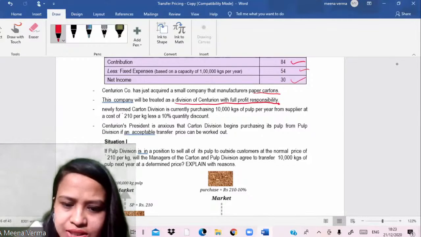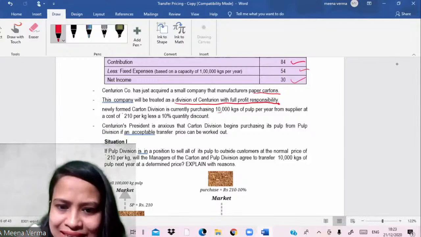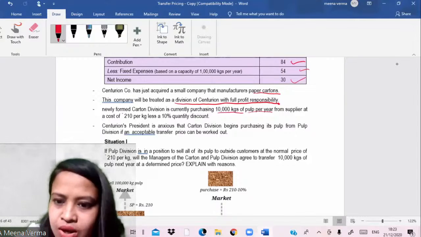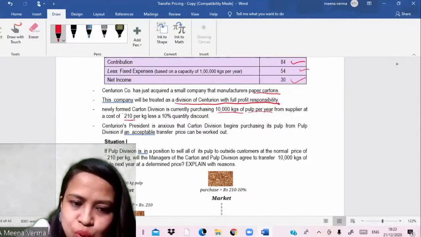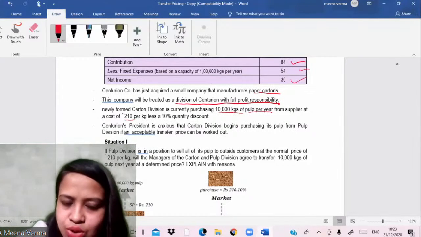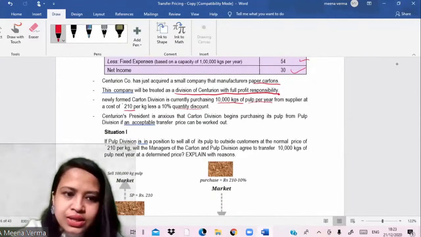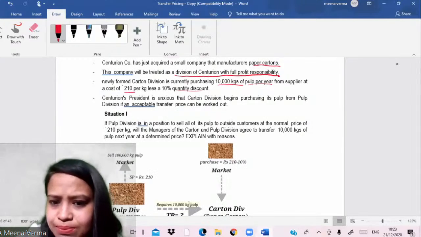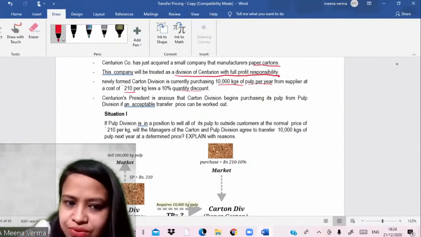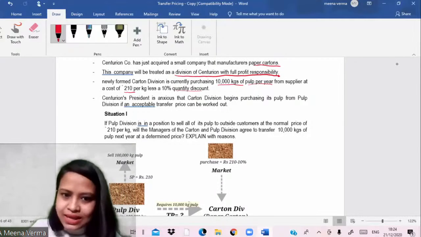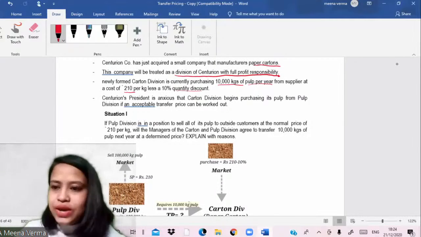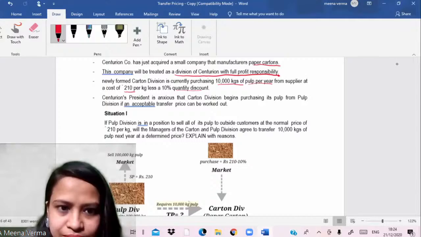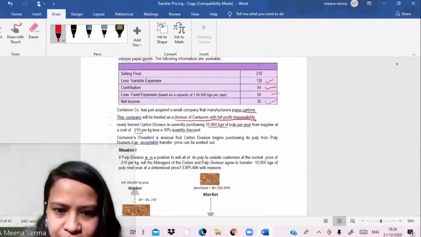Newly formed carton division is currently purchasing 10,000 kg of pulp per year from a supplier at a cost of rupees 210 per kg less 10% quantity discount. Centurion's president is anxious that carton division begins purchasing its pulp from pulp division if an acceptable transfer price can be worked out. So we have a situation 1. You can see here, this is the situation we have.